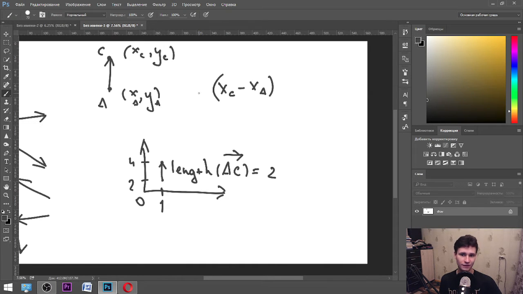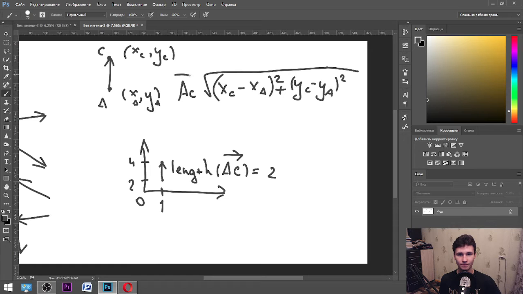And also we have it squared, and here's the squared thing, root, and plus, I think that here should be yc minus ya squared. Let's calculate it together. And it will be the AC length. And let's see.